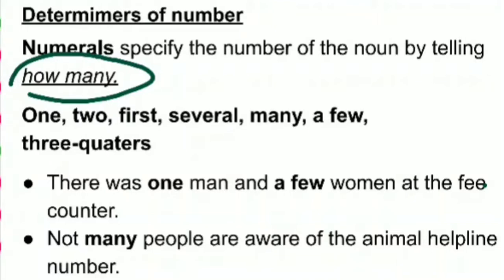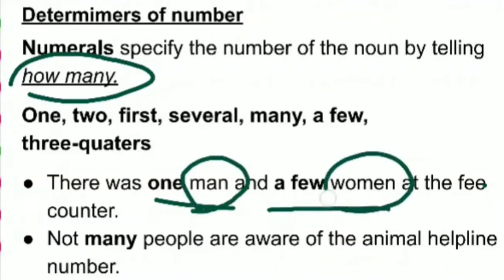3, first, several, like several people were injured, I have 10 chocolates. Here the nouns are being specified in numerals. It specifies the number of nouns being present. So such words are known as determiners of number. See the example: there was one man and a few women at the fee counter. So here it shows the number of nouns present. One man was present and a few women were present at the fee counter.